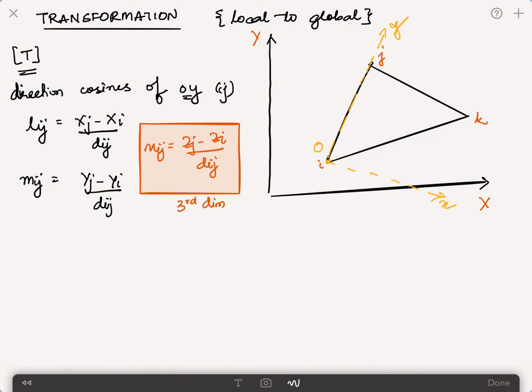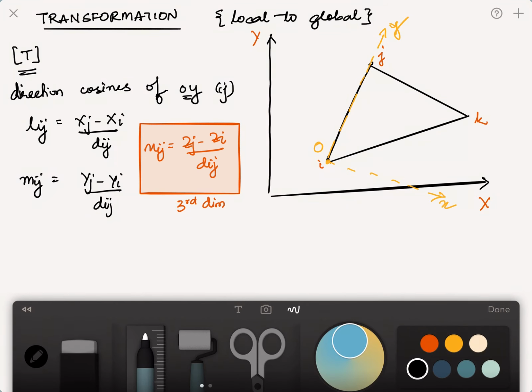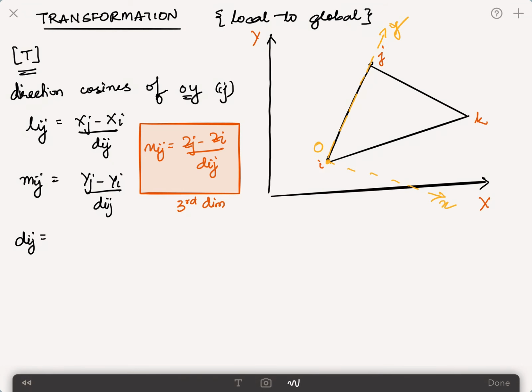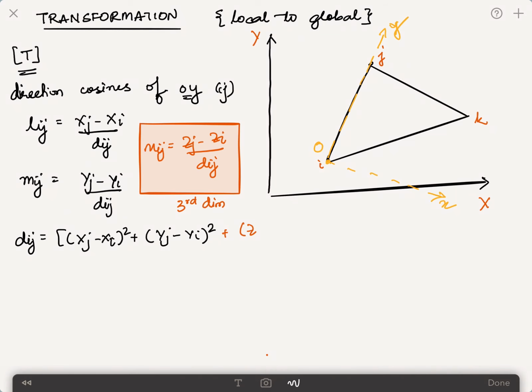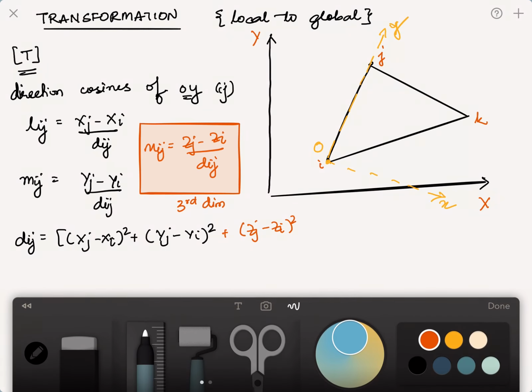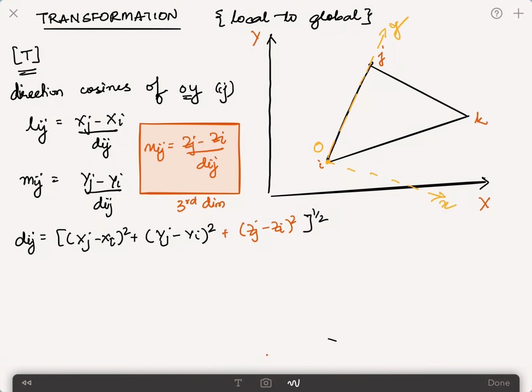Okay, so we have the Lij and the Mij, which are the direction cosines for OY or IJ, which are coincident. And at the same time, we know that the distance dij between these 2 points can be given in 2D space as the square root of xj minus xi squared plus yj minus yi squared. And if you have a third dimension, then you would add zj minus zi squared, close it, and raise to the power half, or square root. These xi, yi, xj, yj are the coordinates of these particular nodes.